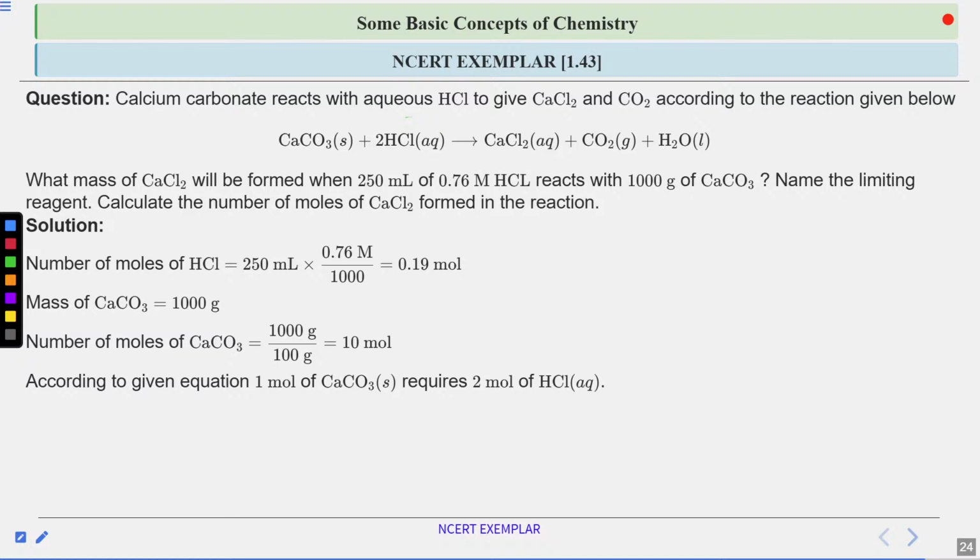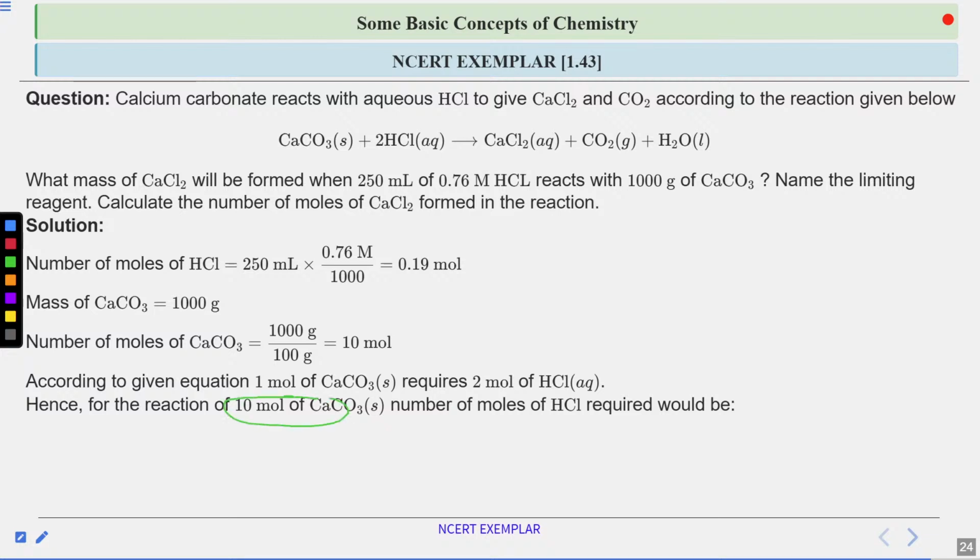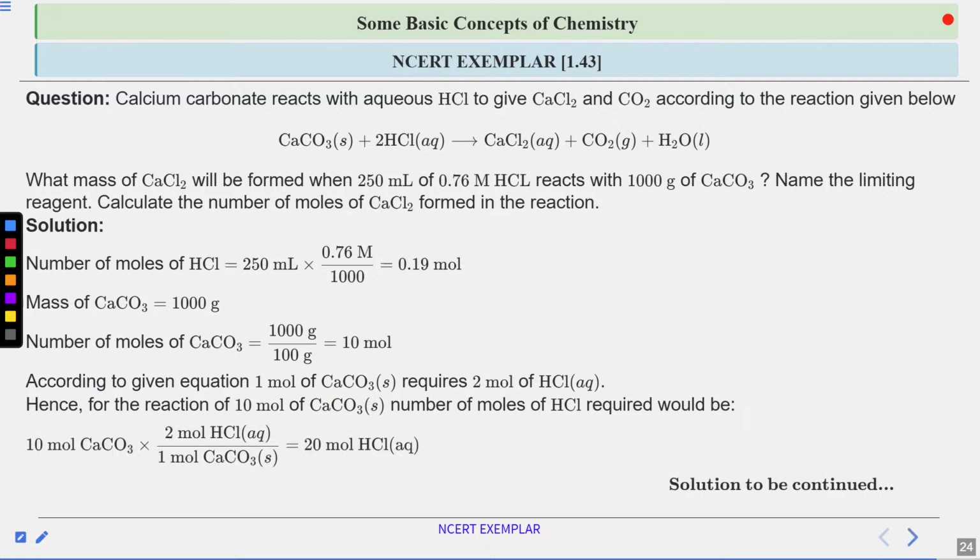Now, what can we say further? We can say that 10 mole of calcium carbonate will require how many moles of HCl then? It will require 20 mole of HCl. Again, the toffee concept, very simple to understand. If 1 is costing 2, then 2 will cost 4. Similarly, if 1 is costing 2, 10 will cost 20. Is it clear? Anyone has an issue till now?